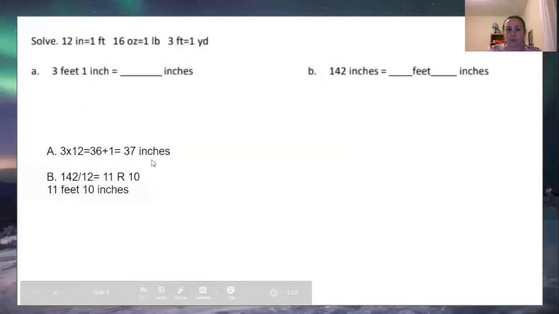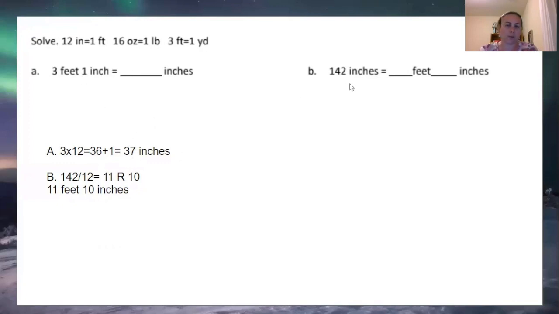All right, and then for this one, 3 feet and 1 inch equals how many inches? So 3 times 12 gives us 36. So 3 feet times 12 inches gives us 36 inches. Plus that 1 more inch gives us 37 inches.